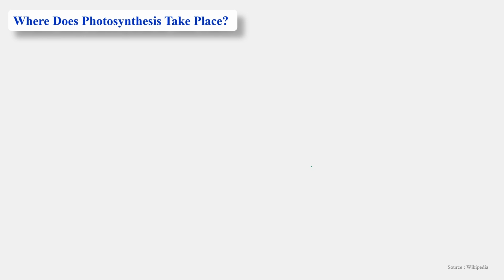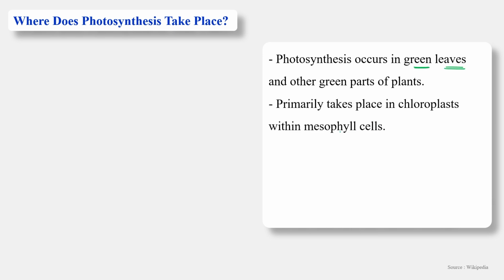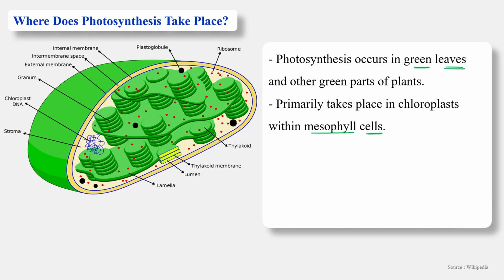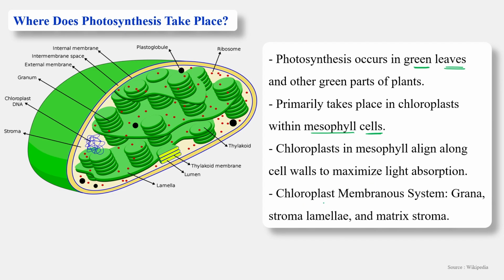So now the next question arises, where does the photosynthetic reaction take place? Photosynthesis occurs in the green leaves and other green parts of the plant, right? Primarily it takes place in the chloroplast within mesophyll cells. The chloroplasts in mesophyll align along the cell wall to maximize light absorption. This is the structure of the chloroplast. It is a membranous system, containing grana.